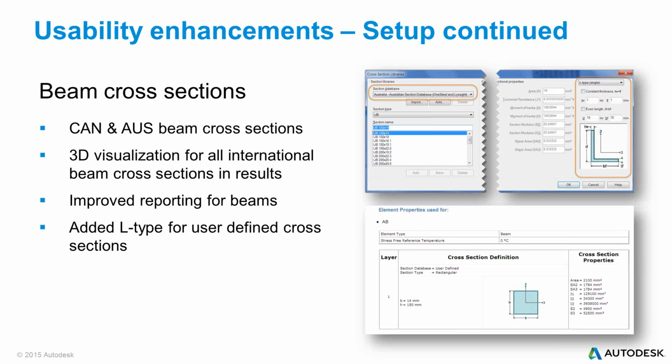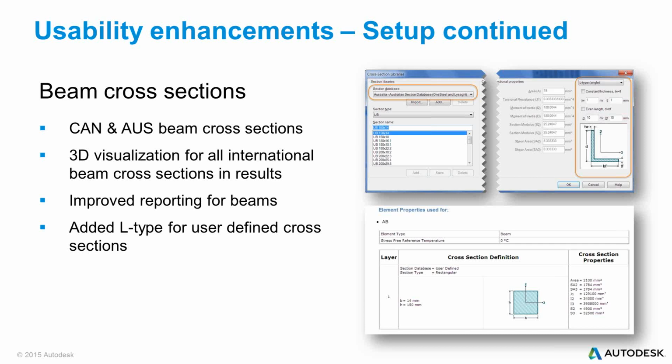And hopefully this will answer that beam question that I missed a minute ago as well. The 2016 release also improves several aspects of the beam modeling and reporting. So we added the Australian and Canadian beam cross-section libraries to the software. We also added dimensional shape data to all the non-AISC beam cross-sections to enable 3D visualization within the results environment.